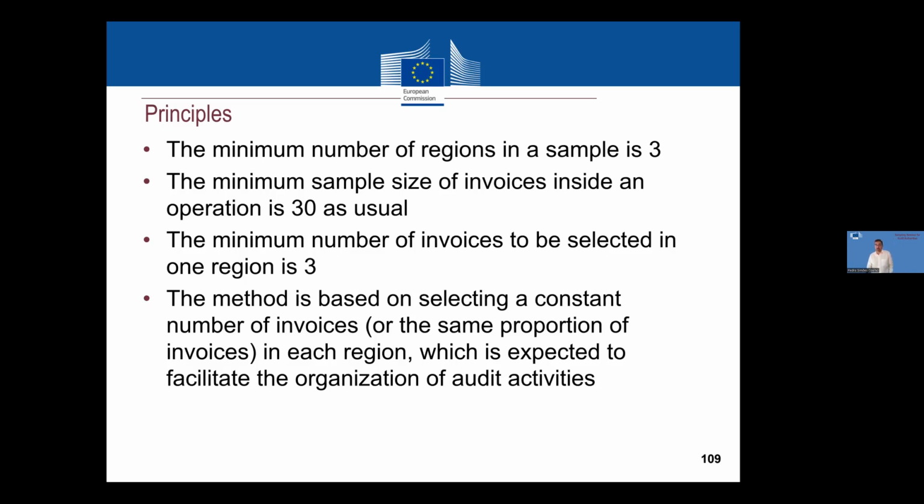There's nothing new here. Any time you implement two-stage sampling within statistical sampling, your minimum sample size is 30. What is the minimum sample size of invoices within each one of the audited locations? Well, we are going to use the same rules as for stratification, although this is not stratification, but let's use the same rule of 3. So the minimum number of expenditure items per location is 3, and in total, 30 per operation.